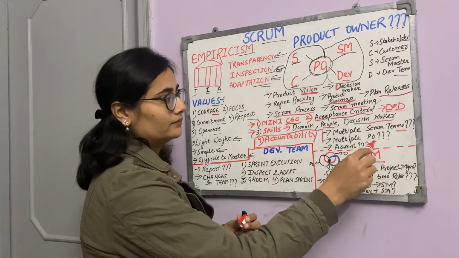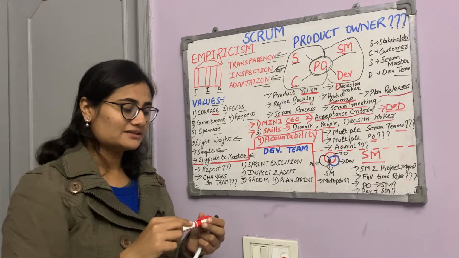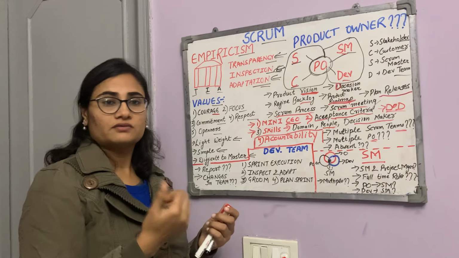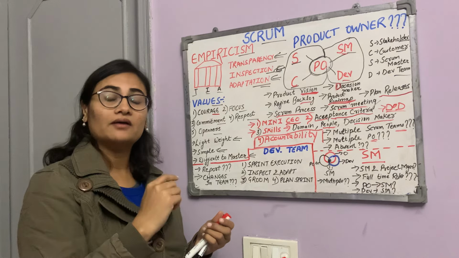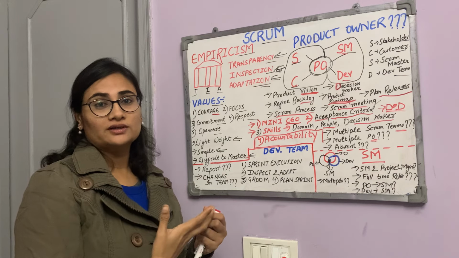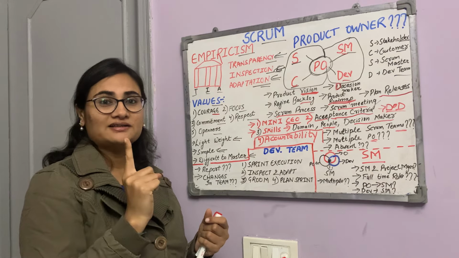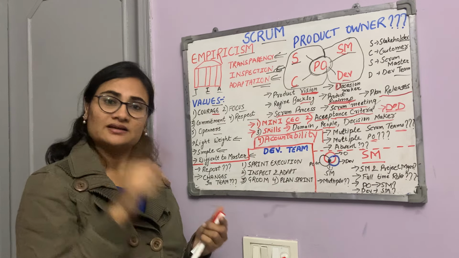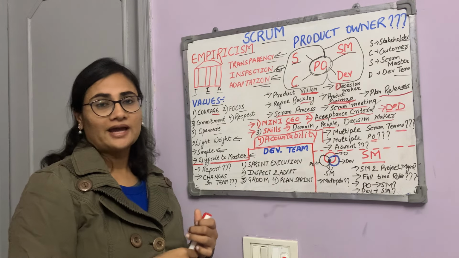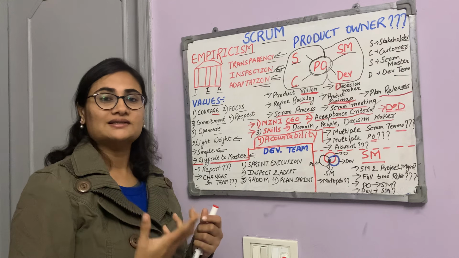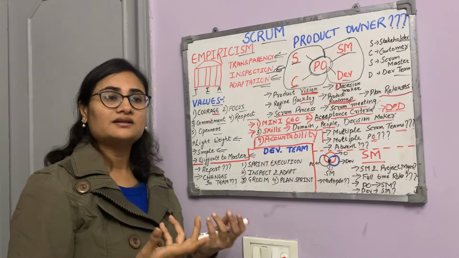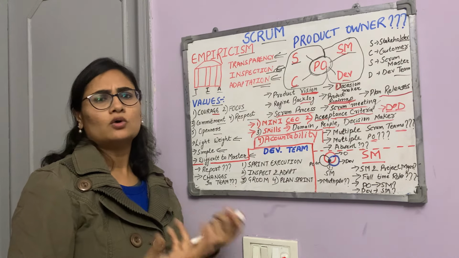Then the another question which we have is just the reverse of this question. Can we have multiple product owners handling one Scrum team? Answer says no. We should not have multiple product owners for one single Scrum team. Reason is this would lead to conflicts.